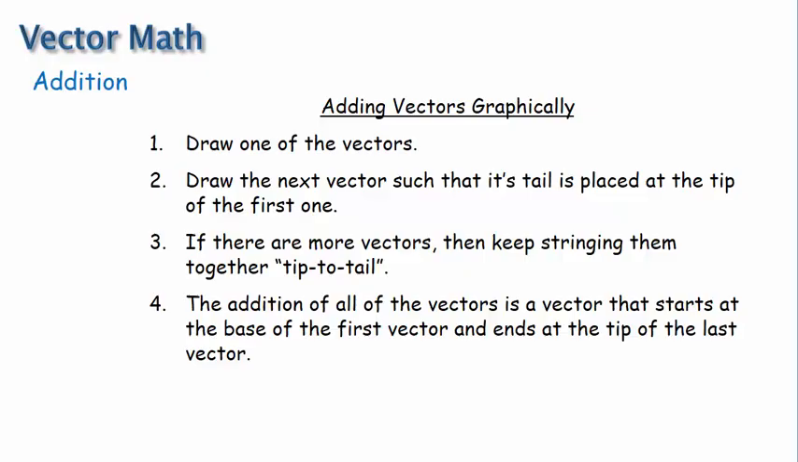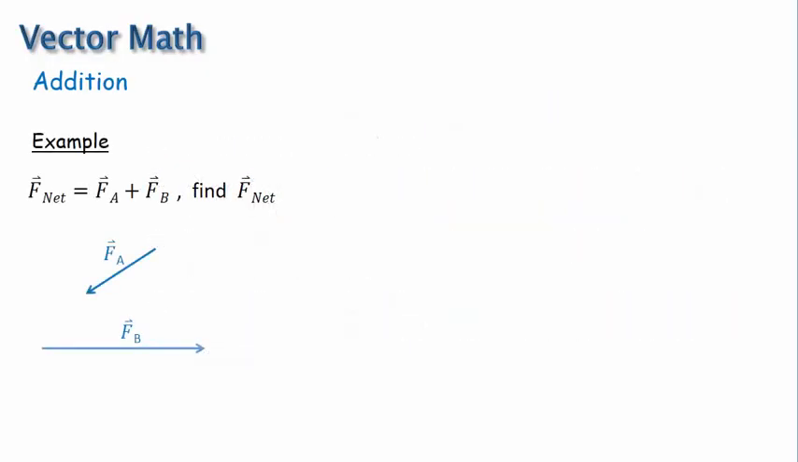Okay, let me demonstrate this technique with an example. We're given two vectors, FA and FB. Find FNet, which is the addition of FA and FB. Following the procedure, first draw one of the vectors. It doesn't matter which one you start with, so I'll start with FA. Then place FA such that the tail of FB touches the tip of FA. The addition of FA and FB then is this vector that starts at the base of the first vector, FA, and ends at the tip of the last vector, FB.